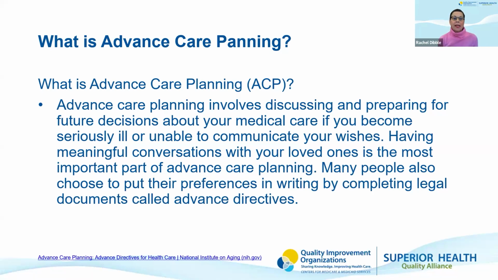So what is advanced care planning? This is really just the overarching umbrella term and definition of advanced care planning given by the National Institute of Aging. Advanced care planning involves discussing and preparing for future decisions about your medical care if you become seriously ill or unable to communicate your wishes. Having meaningful conversations with your loved ones is the most important part of advanced care planning. Many people also choose to put their preferences in writing by completing legal documents called advance directives. Next slide, please.